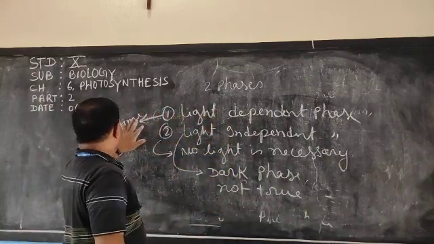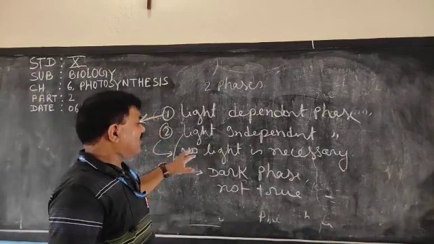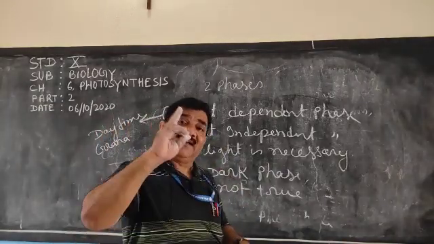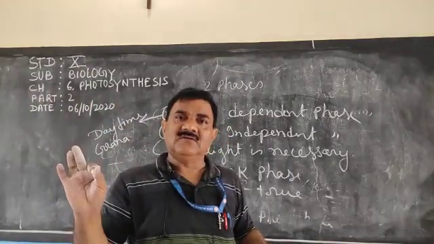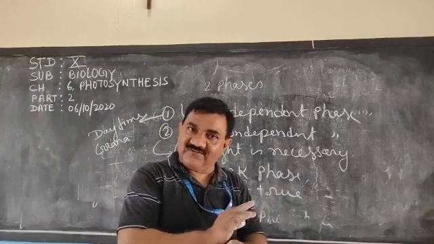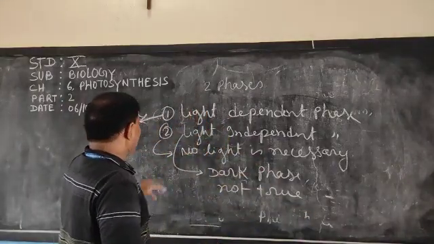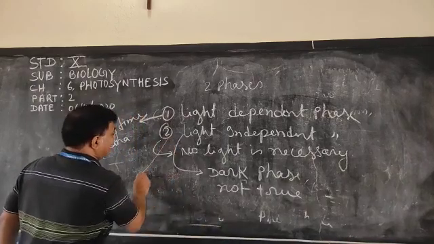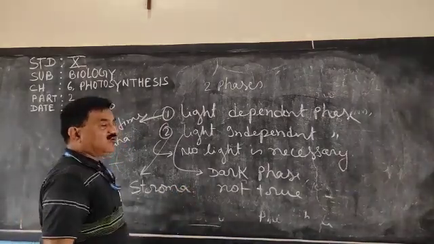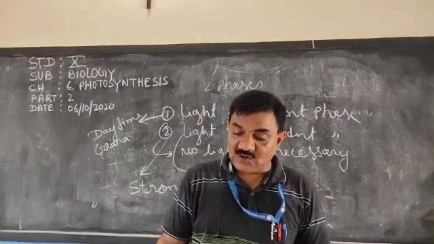The light dependent phase takes place during daytime in the grana, and the light independent reaction, where light is not necessary, takes place simultaneously during daytime and night time also. But during night time, the light dependent reaction will not take place. The light dependent phase takes place in the grana, and the light independent phase takes place in the stroma of the chloroplast.